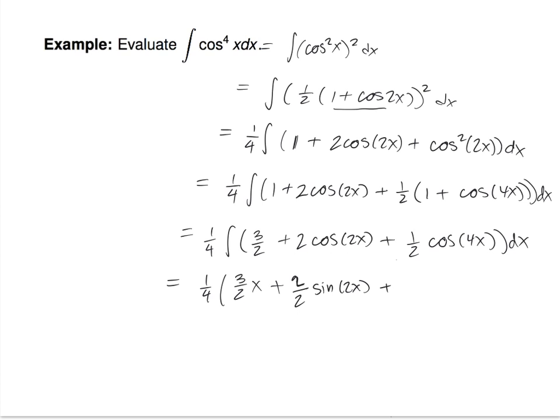And then this would be 1/2 times 1/4, which would be 1/8, yep, sine of 4x. So on your homework, write 1/8 and write 1, of course. It's just that I've been having trouble getting through everything, so I'm not going to take the time to do that right this instant.